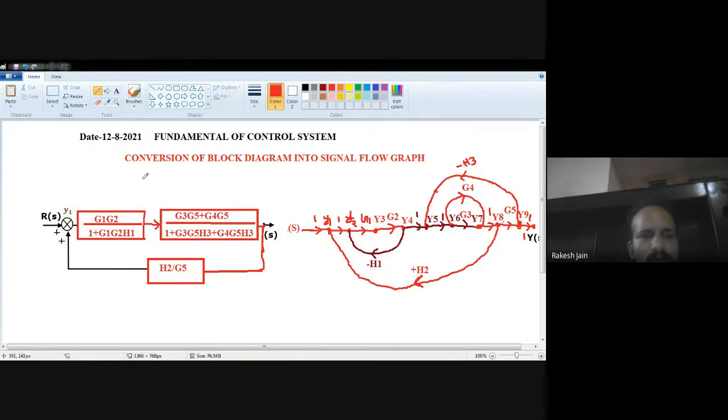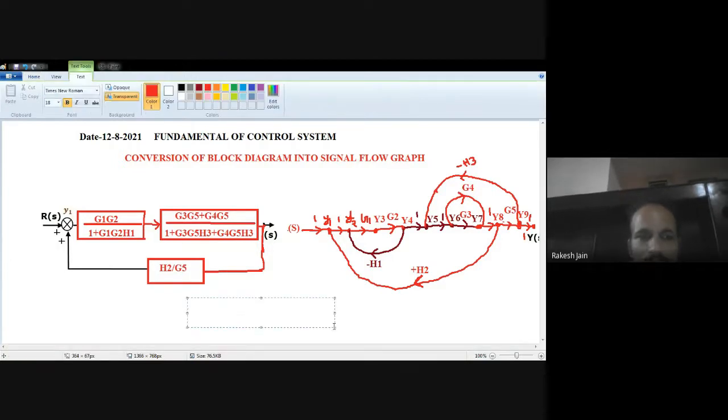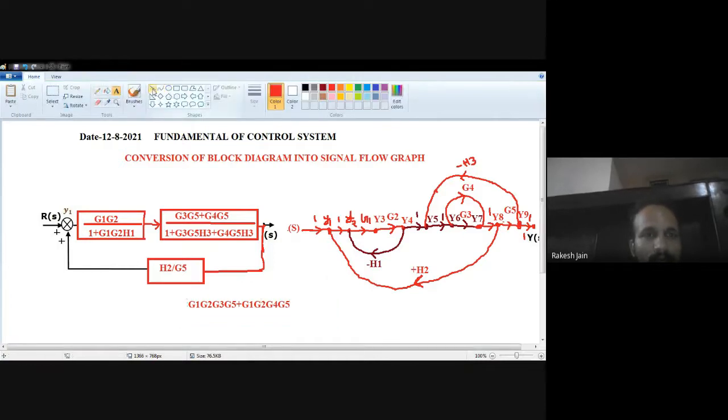So now we solve them. See very carefully the multiplication of the complete thing. G1 G2 will be multiplied by G3 G5, so G1 G2 G3 G5. Then G1 G2 will be multiplied by G4 G5, so G1 G2 G4 G5. This is the numerator term. And what will be the denominator term? See very carefully.